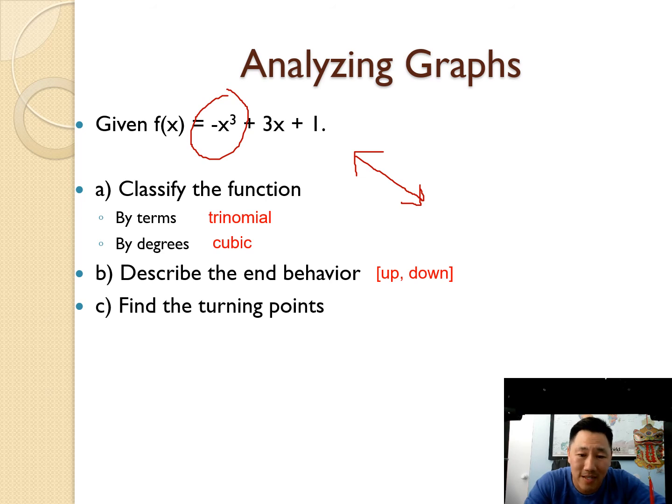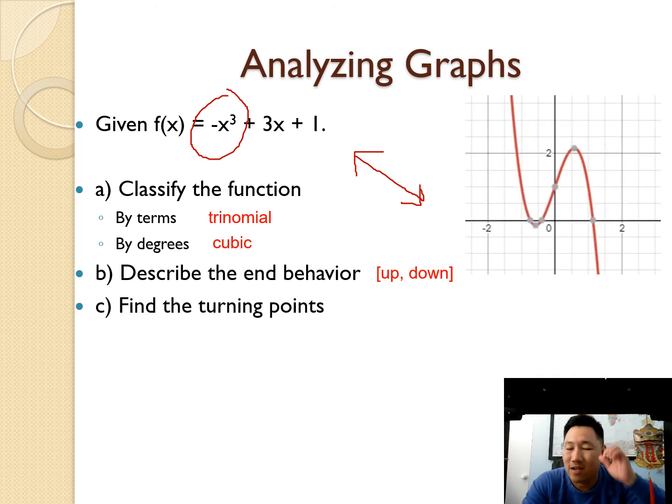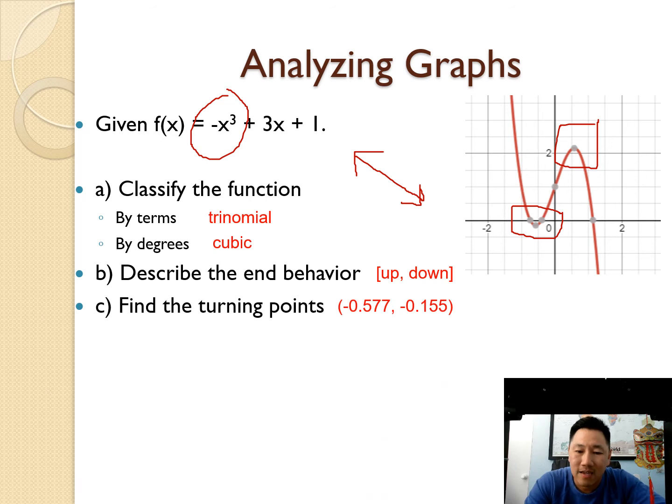Find the turning points. All right, so this is when you have to use your graphing calculator and graph it. I did this on Desmos. This is what the graph looks like. The turning points are where the graph turns around, here and here. And Desmos easily gives you those points at negative 0.577, negative 0.155, and 0.577, 2.155. All right, so those are the turning points.